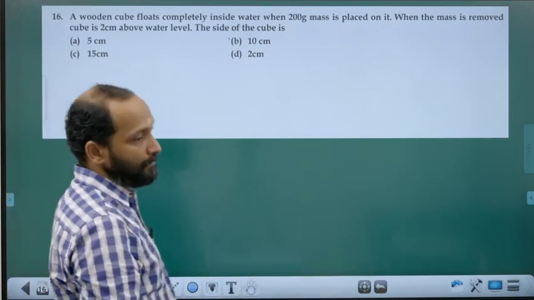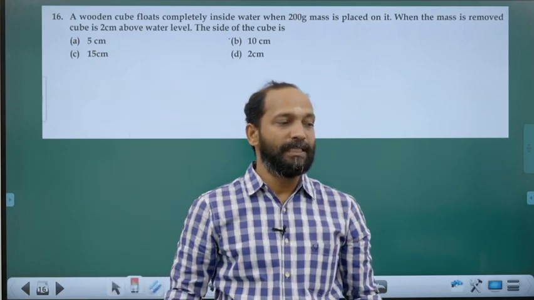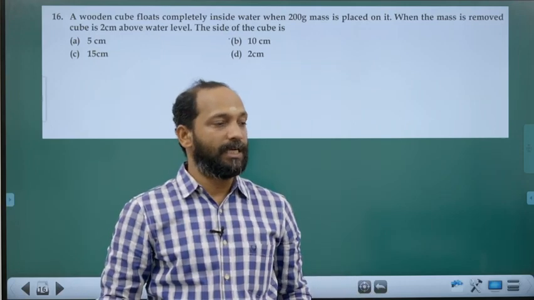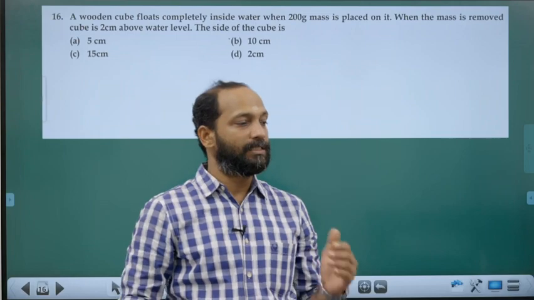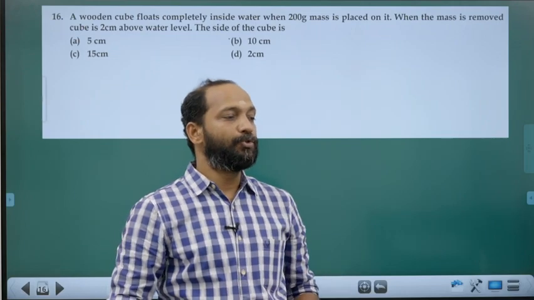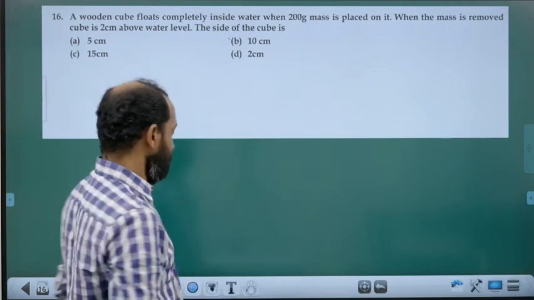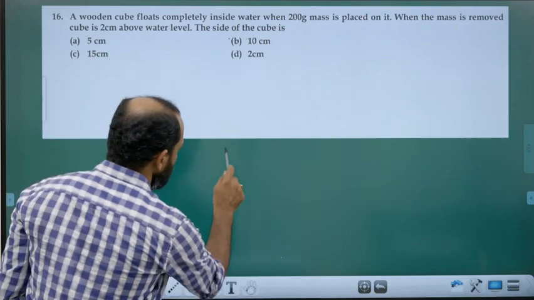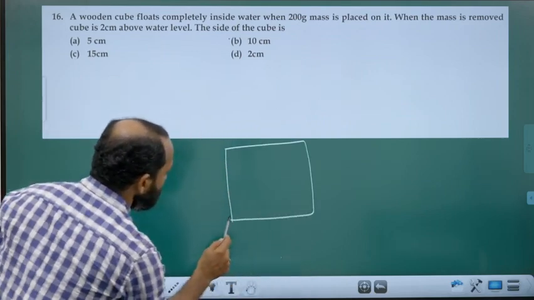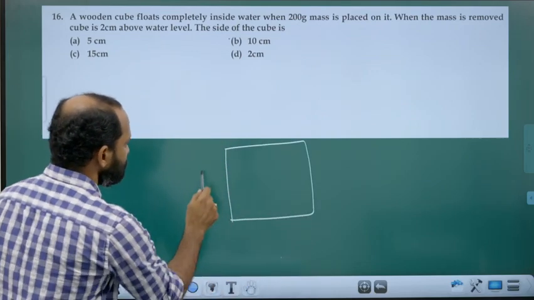Next one. A wooden cube floats completely inside water when 200 gram of mass is placed, and when the 200 gram of mass is removed, it is 2 centimeter above the water level. We have this situation. You can see here the side is 2 centimeter.